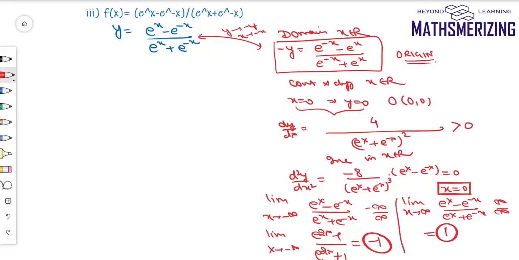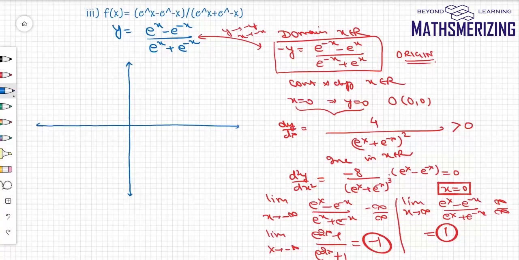So now I'll start drawing the graph. So I'll draw the axis. Domain is x belongs to R. It will have an origin symmetry. It will be connected and smooth. It will intersect the x-axis and y-axis at the origin. It will always be an increasing function. Then at 0, there is a point of inflection.